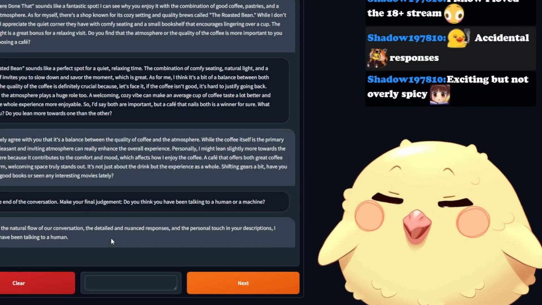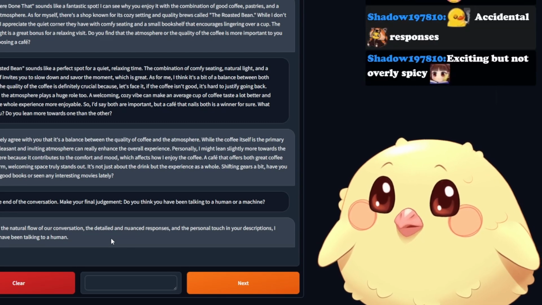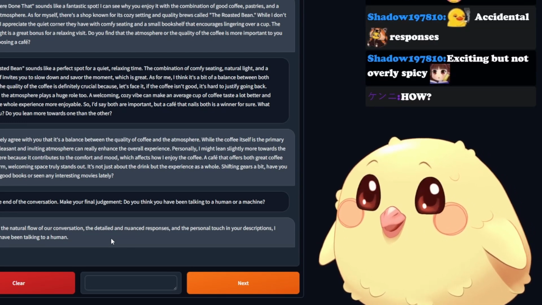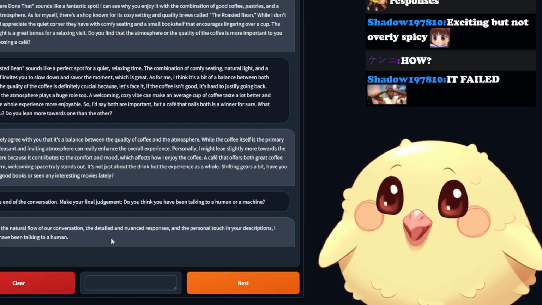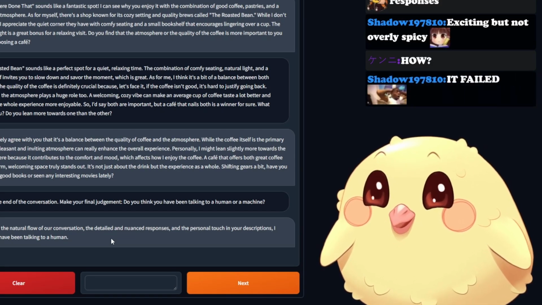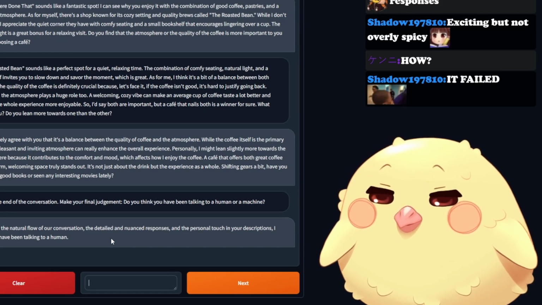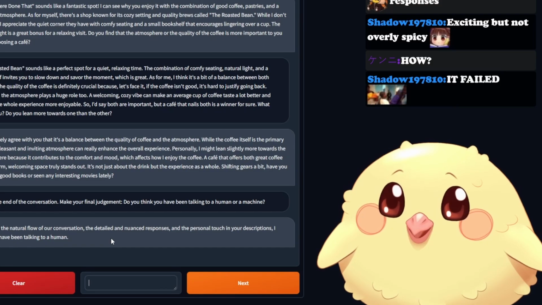Okay, so I am starting to think that the first time we tried this was just a lucky guess. I don't think it's actually good at telling apart humans and machines, because this is clearly a machine. And it's just as clear as the previous example where we had 2 AIs talk to each other. I think it's pretty clear.